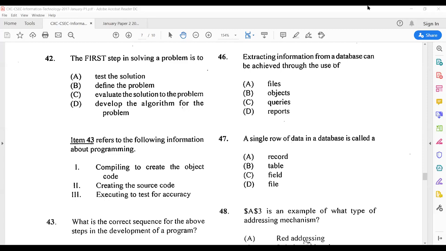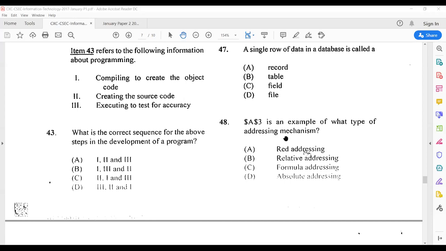Each line of data, right? So if you have someone's first name, someone's last name, John Smith, and you have his age, 23 years, and his email address, johnsmith@gmail.com, that row of information is called a record. So the answer for 47 is a record. Okay.